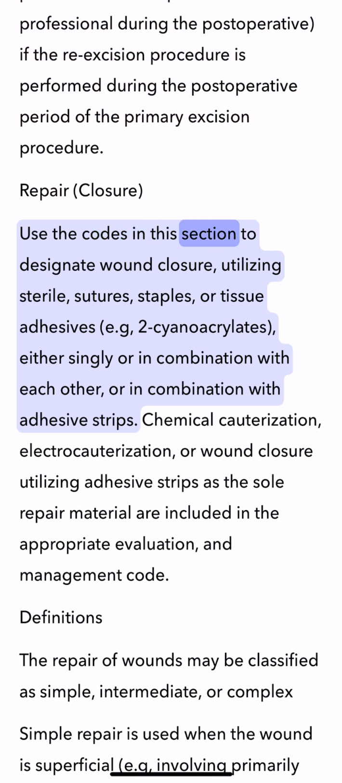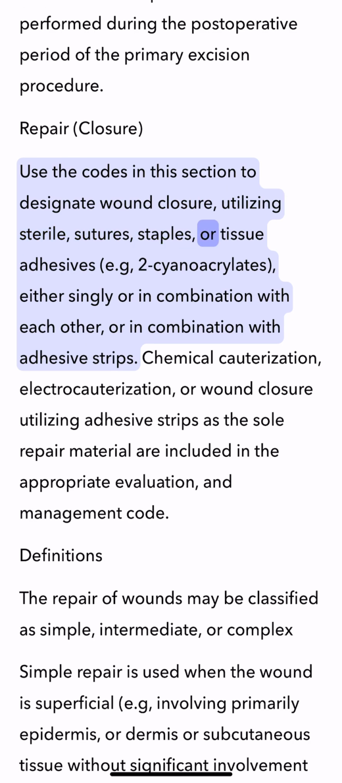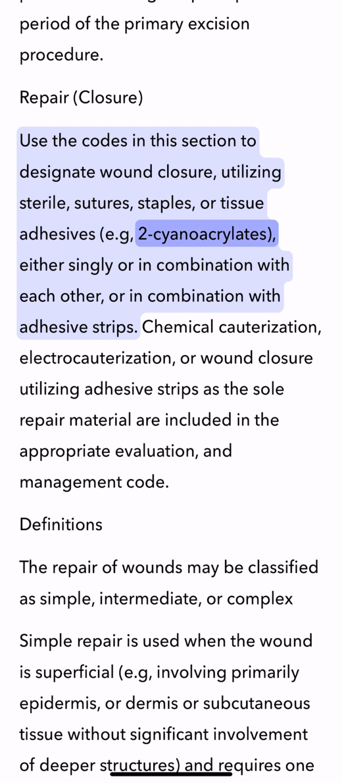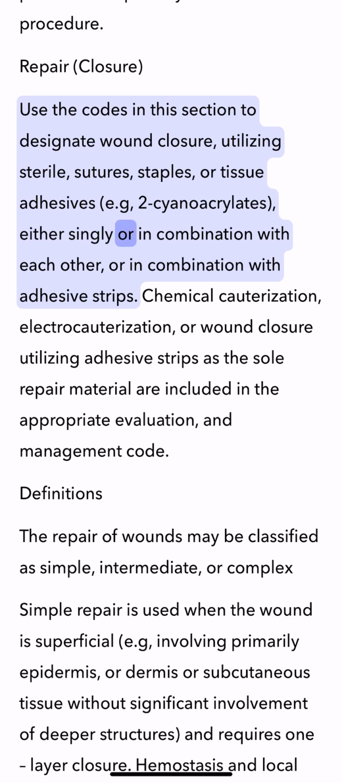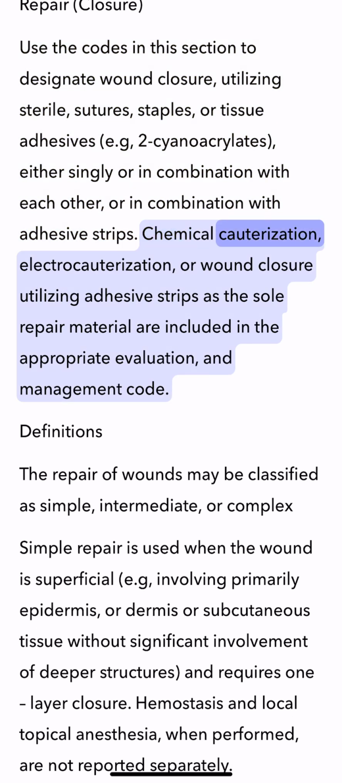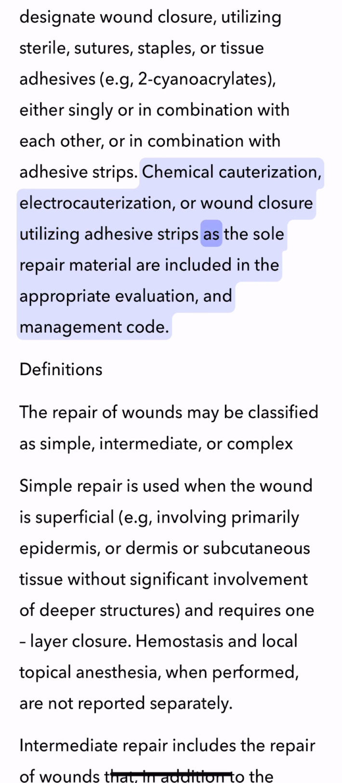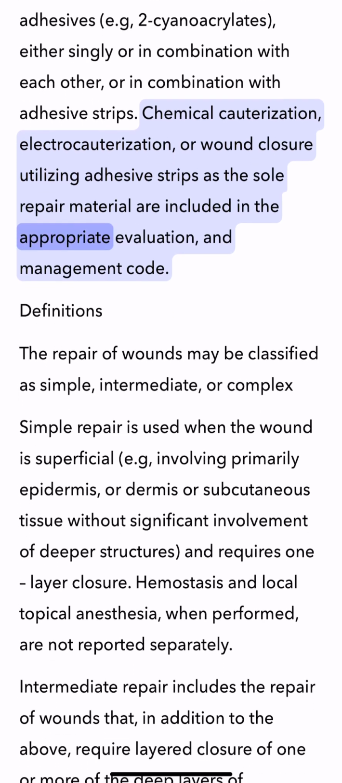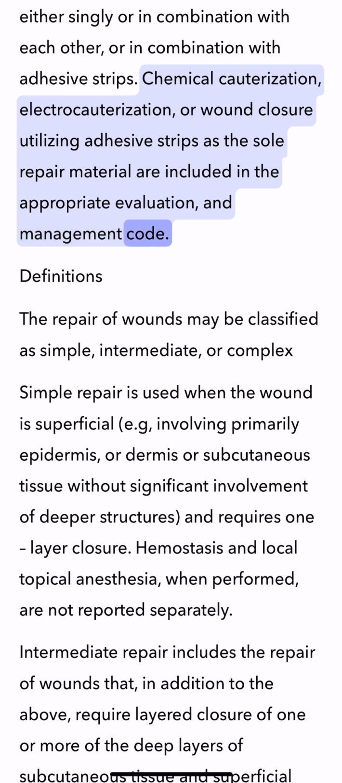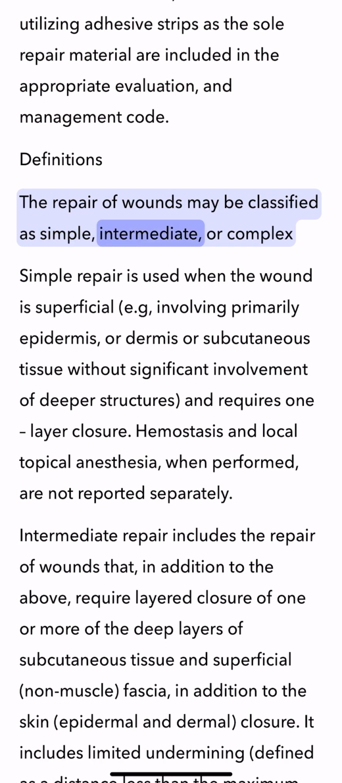Repair, closure. Use the codes in this section to designate wound closure utilizing sutures, staples, or tissue adhesives, for example 2-cyanoacrylates, either singly or in combination with each other, or in combination with adhesive strips. Chemical cauterization, electrocauterization, or wound closure utilizing adhesive strips as the sole repair material are included in the appropriate evaluation and management code. Definitions. The repair of wounds may be classified as simple, intermediate, or complex.